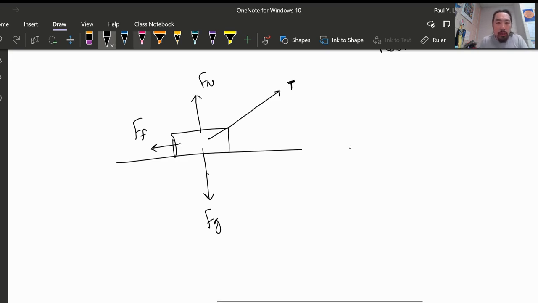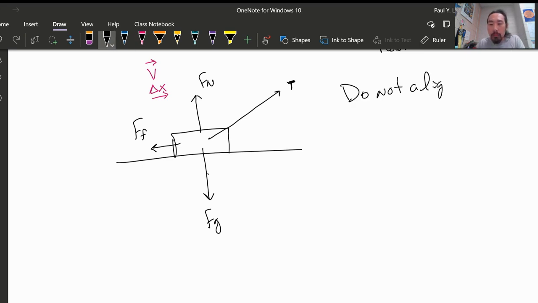So if we take a look at this, and I'm going to do this in a different color, and I suggest that you do this as well. I'm telling you that the object is moving to the right. How do we know it's moving to the right? Well, the force of friction is pointing to the left, and that's going to slow us down. Therefore, if it's moving to the right, our displacement of the object will also be to the right. If we take a look at each one of these forces, let's look at the ones that do not line up, do not align.